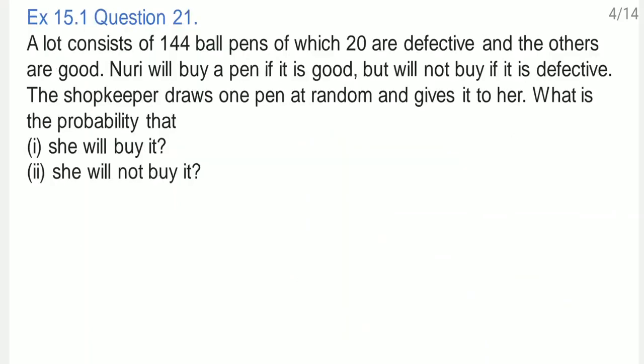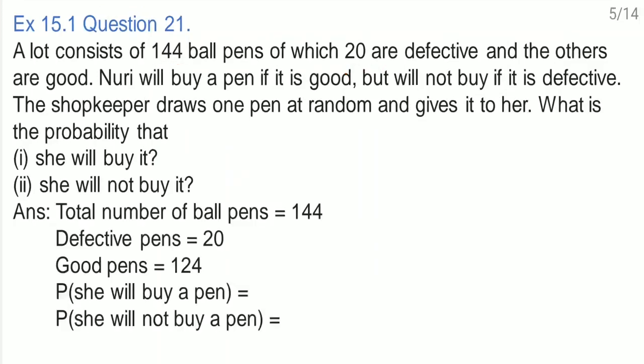Question number 21. A lot consists of 144 ball pens, of which 20 are defective and the others are good. Noori will buy a pen if it is good, but will not buy it if it is defective. The shopkeeper draws one pen at random and gives it to her. Now we need to find out the probability that she will buy the pen or she will not buy the pen. So here total number of pens are 144. Out of that 20 are defective. So how many good ones are there? 124. What I did? 144 minus 20. So 124 are good pens.